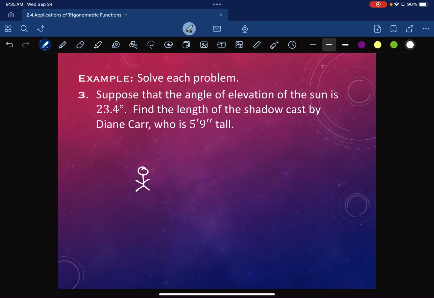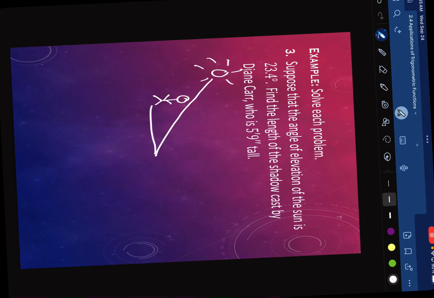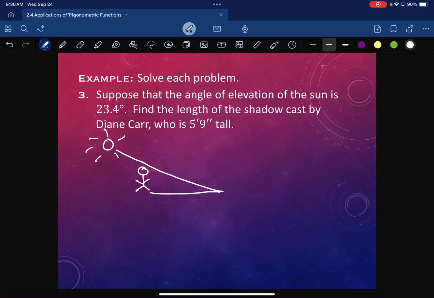Well, if she's got a shadow cast, it means there's the sun shining down at some sort of an angle on her, right? So I needed a sun drawn up here, so I'm going to draw my sun up here. And the sun is shining down on Diane Carr, and as it does, it casts the shadow, and the shadow is cast on the ground. That's where shadows are, right? This isn't like Peter Pan. We're not chasing our shadow. The shadow is on the ground. We can see where it is. And it tells us that the shadow is what we're looking for. So we don't know what the length of the shadow is, but it is the unknown quantity. Everybody good so far?